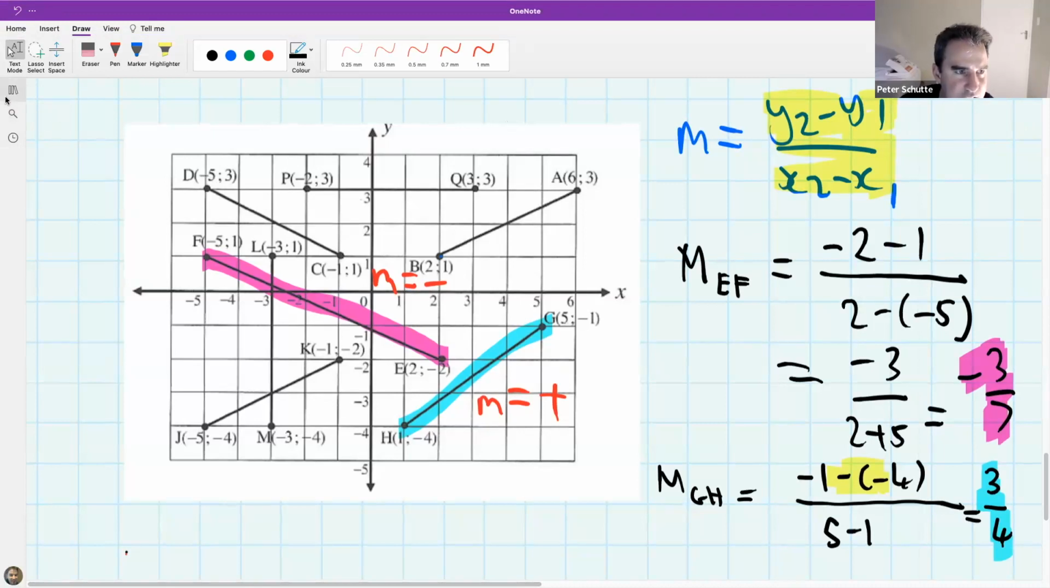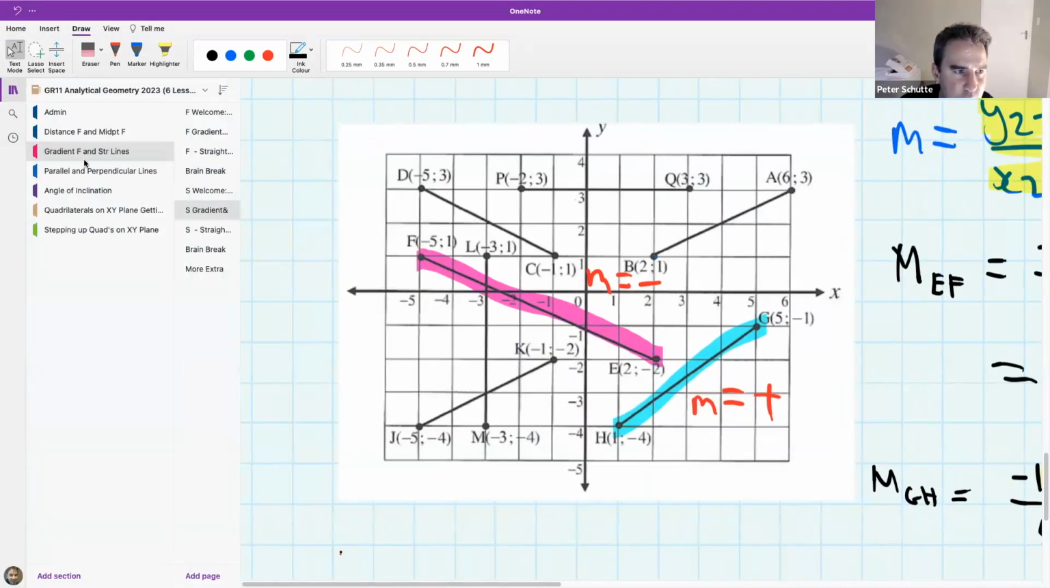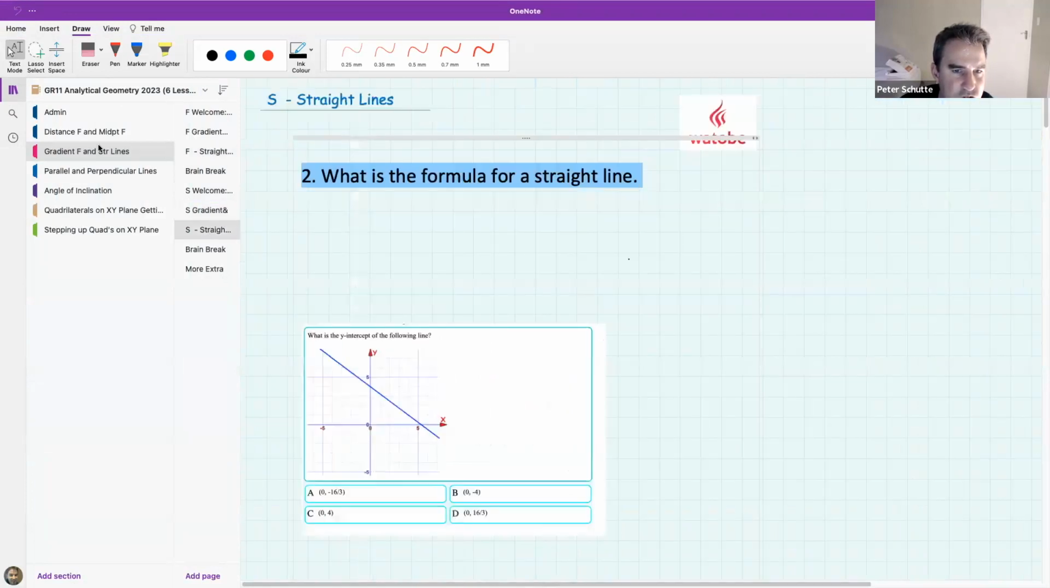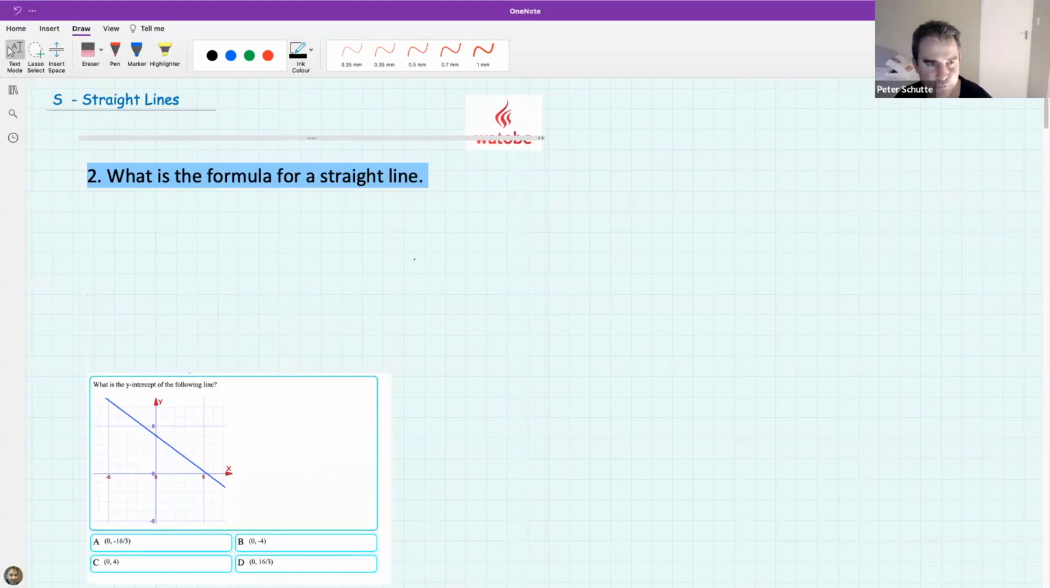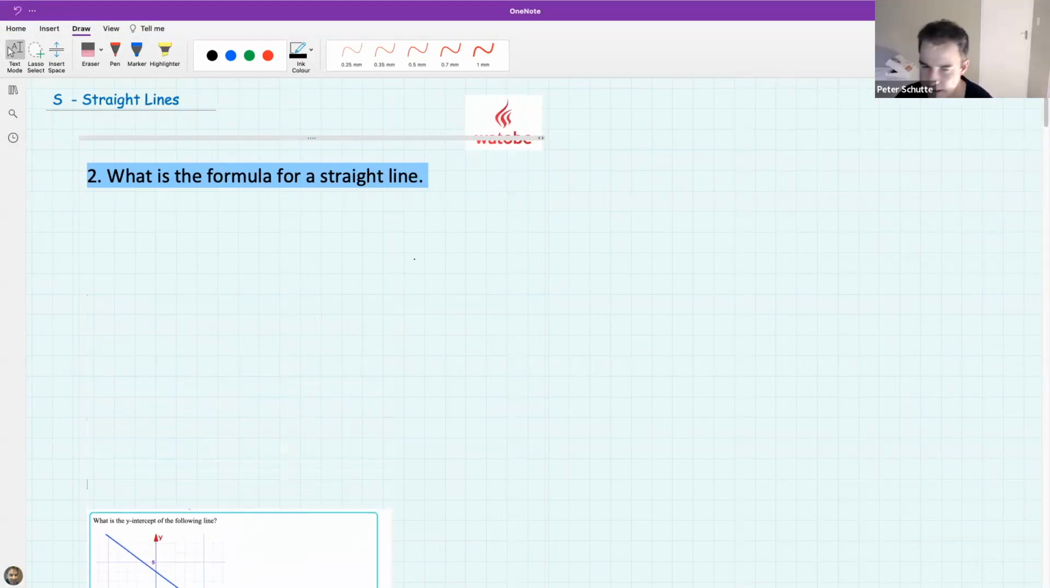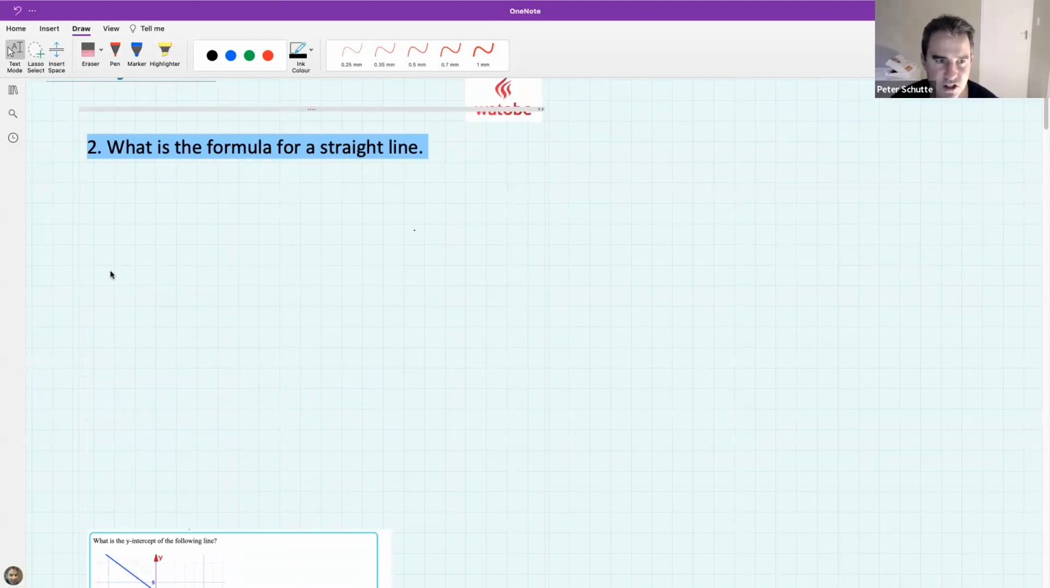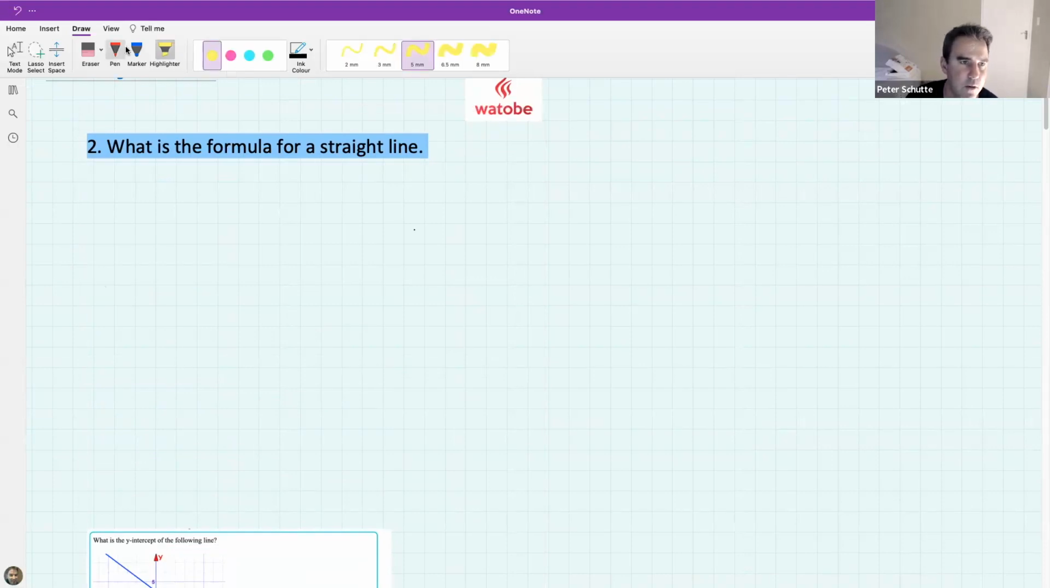Okay, so the second part of tonight is talking about gradient, but also talking about straight lines. And so I would love to hear from you guys, what is the formula for a straight line that you've heard about in class? What information have you heard about straight lines in class? And just pop your hand up. You can give me a little something that you've heard about straight lines in class. I'm going to say, what's the formula as a starting point?